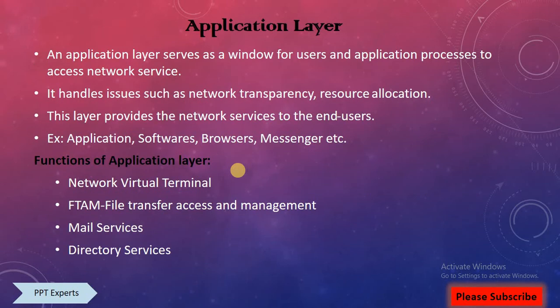Now we'll see the application layer. The application layer is the last layer of the OSI model, through which the user interacts. The application layer serves as a window for users and application processes to access network services. It handles issues such as network transparency and resource allocation. This layer provides the network services to the end user. Examples are applications that connect to the internet, application software, browsers, messengers, etc. There are many software that we connect to the internet with.